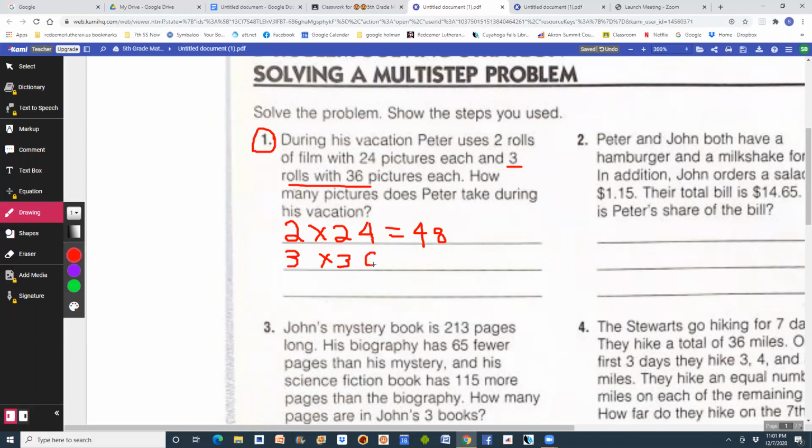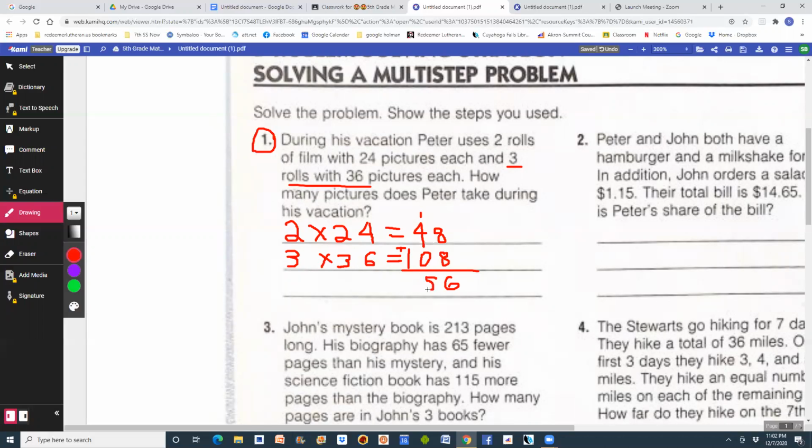You are allowed to use your calculator for this page. The difficult part is figuring out what to do, not so much the computation. So I want you to spend your time focusing on figuring out what to do. And then you can let your calculator do some of the work for you. Your calculator will tell you that 3 times 36 is 108. And then I'm hoping you can figure out what to do with those 2 numbers, which would be to add them together. So when you add them together, you will get 16, carry the 1.